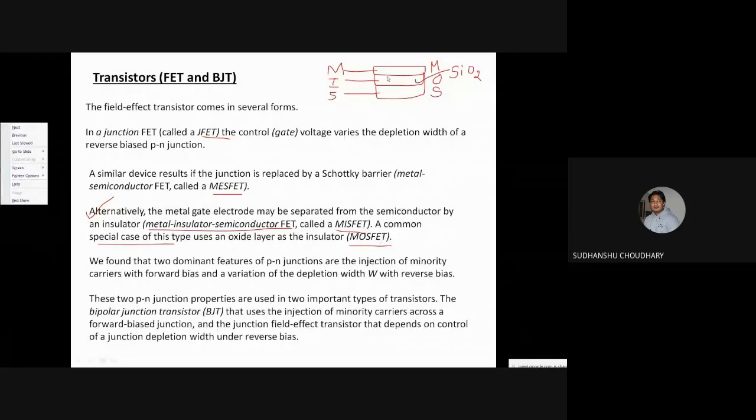What else is required in this metal oxide semiconductor, how the channel is formed and where the gate is, and everything, we'll talk about those things later. But let us now understand that there are four forms of field effect transistor: JFET, MESFET, MISFET, and MOSFET.